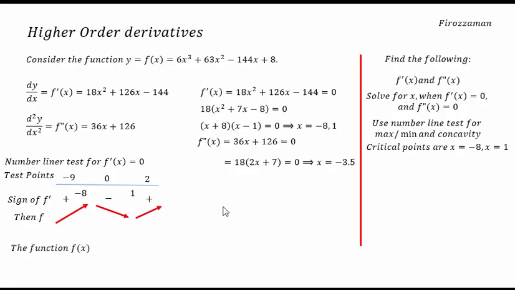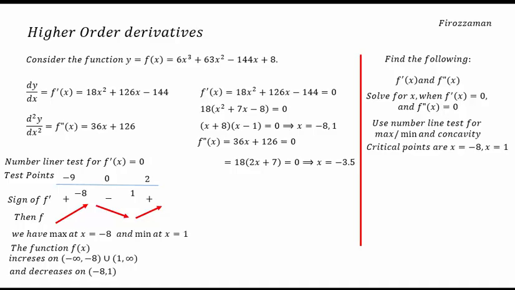Now we can say the function f(x) increases on negative infinity to -8 and from 1 to infinity. And it decreases on -8 to 1. So what do we get? We have a maximum at x = -8 and a minimum at 1. So then we list here. Minimum, f(1) gives me -67. As a point, you can say (1, -67). And the maximum at -8, which is 2120. And as a point, you can write (-8, 2120).